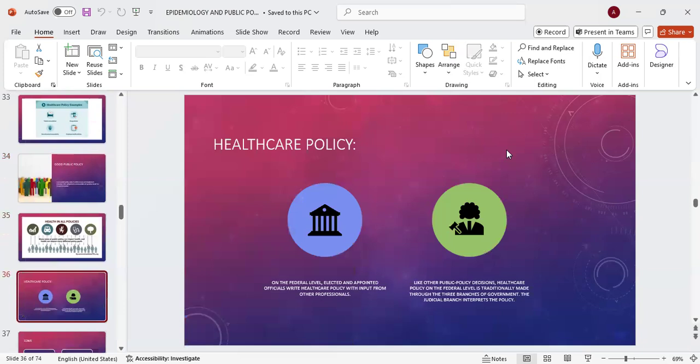Healthcare policy. On the federal level, elected and appointed officials write healthcare policy with input from other professionals. Like other public policy decisions, healthcare policy on the federal level is traditionally made through three branches of the government. The judicial branch interprets the policy.